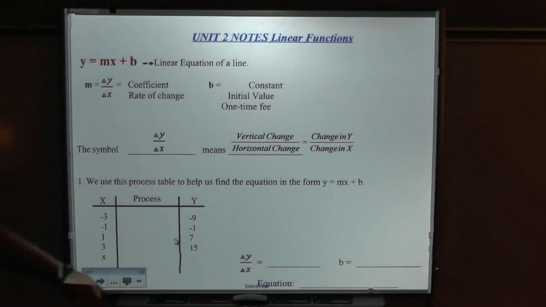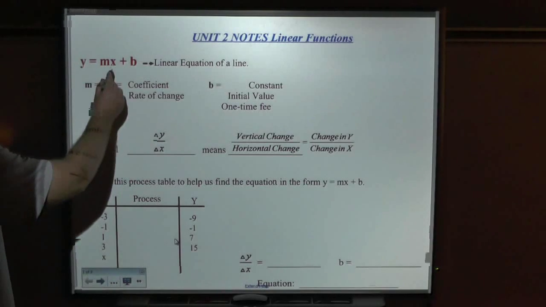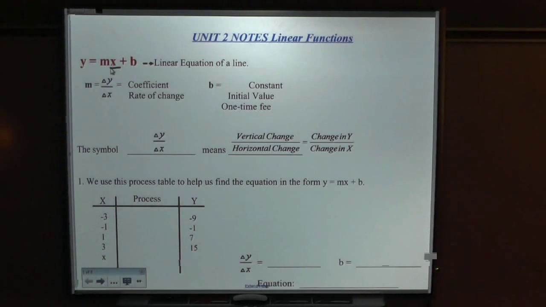In that equation, first thing is x. X is your domain, your x-coordinate, your independent variable. Y is still going to be your range, your dependent variable, your y-coordinate for a point. This m, the coefficient in front of x, is your rate of change, that change in y over change in x that we've talked about before. We also call it the coefficient because that is the number in front of your domain.